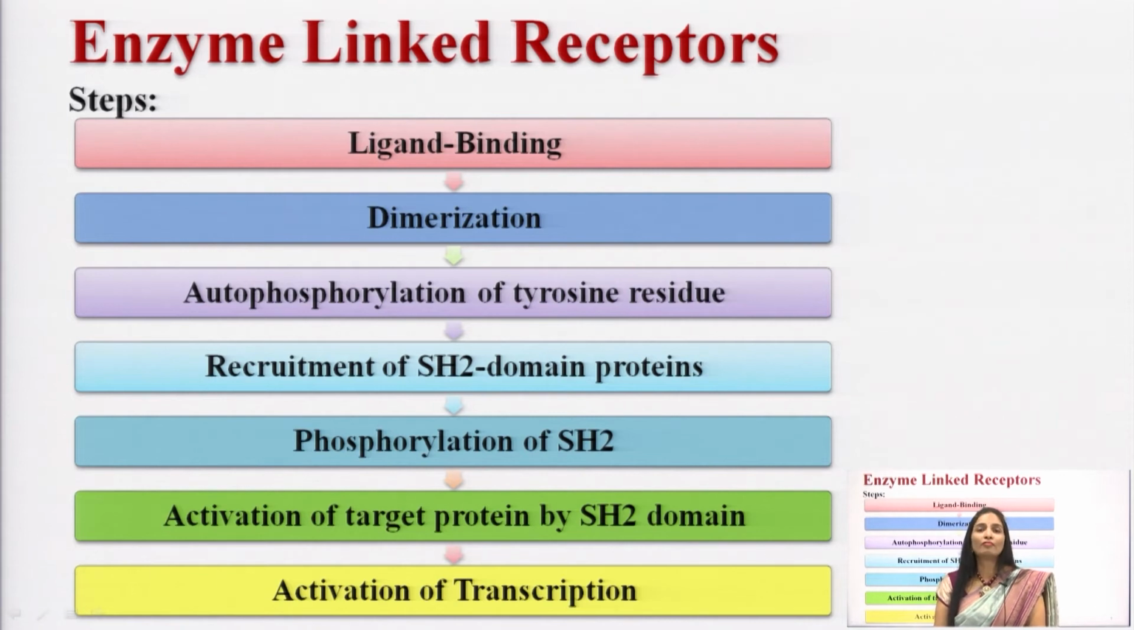So, what will happen once the ligand binds to the receptor? What are the steps we are going to see once the ligand binds to its receptor? If you see here, students, once the ligand, the cytokinin or the growth hormone, whatever it may be, is bound to its receptor, it causes dimerization. Dimerization of the receptor leads to autophosphorylation. Once the enzyme has been autophosphorylated, it will recruit the SH2 domain and phosphorylate it, and it will activate the transcription factors, and you can see the activation of transcription, right.